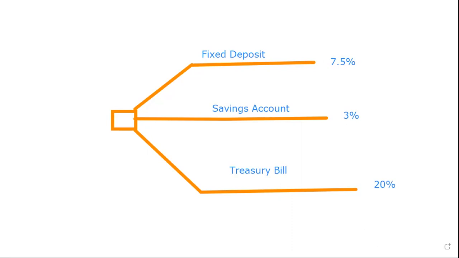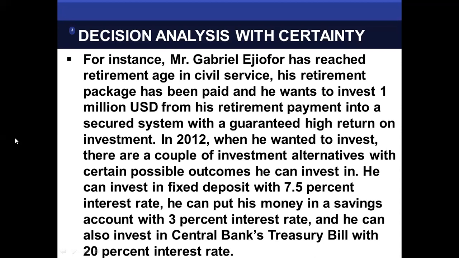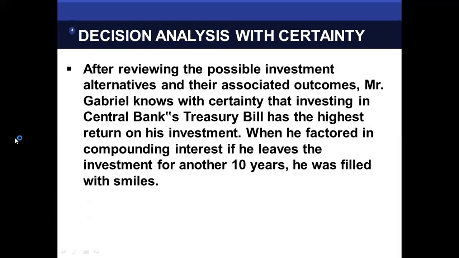Okay, so let's go back and do more justice to the options. Which of the alternatives should he choose? After reviewing the possible investment alternatives and their associated outcomes, Mr. Gabriel knows with certainty that investing in central bank's treasury bill has the highest return on his investment. When he factored in the compounding interest, if he leaves the investment for another 10 years, he was filled with smiles. This is a clear case of decision analysis with certainty.